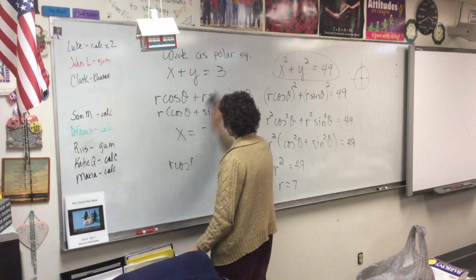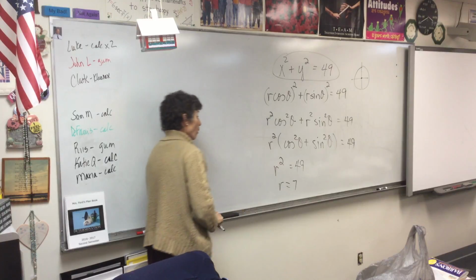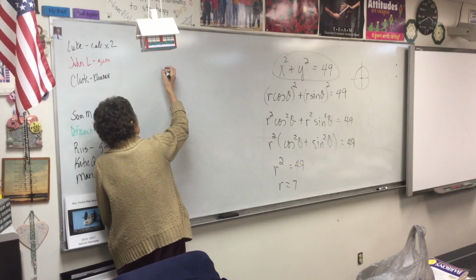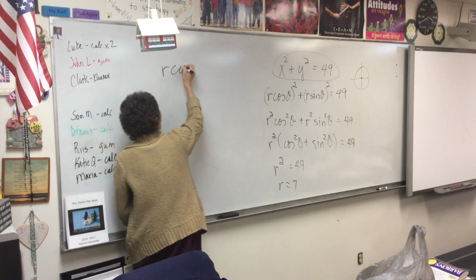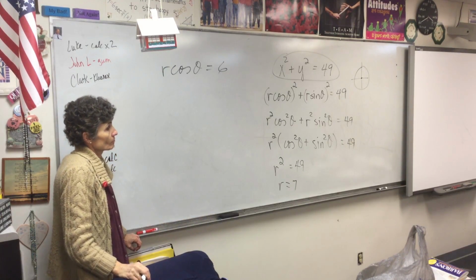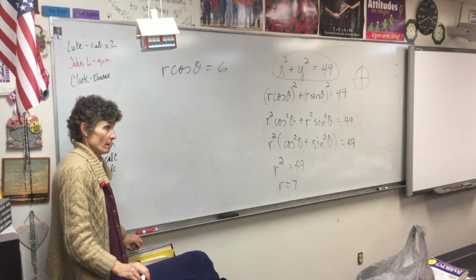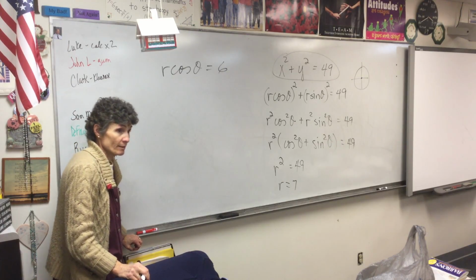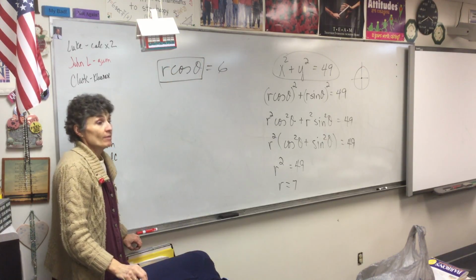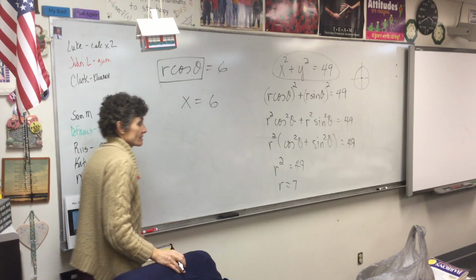All right, let's go the other direction. Let's suppose we have a polar equation, like, let's say r cosine theta equals 6. Well, if you're paying attention, this should pop right out at you. That's x. So this equation just says x equals 6.